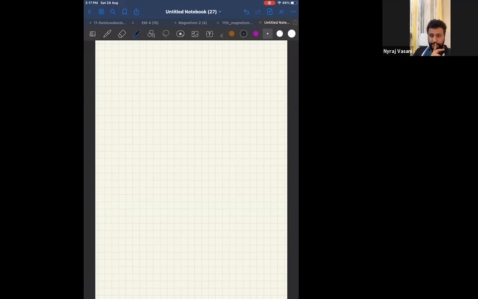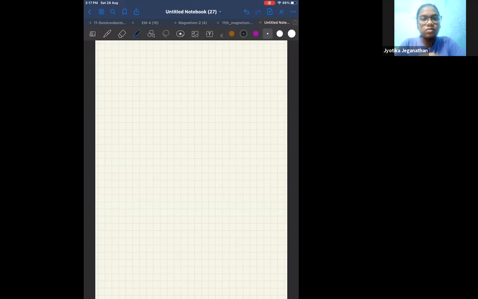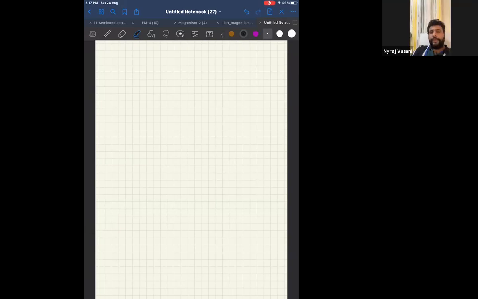Jyotika, what is velocity at mean position and what is velocity at extreme position? Velocity at mean position is maximum. We don't know the value. Velocity at the extreme position is 0, which is minimum. Okay, correct. Very good. Okay, Kanak.